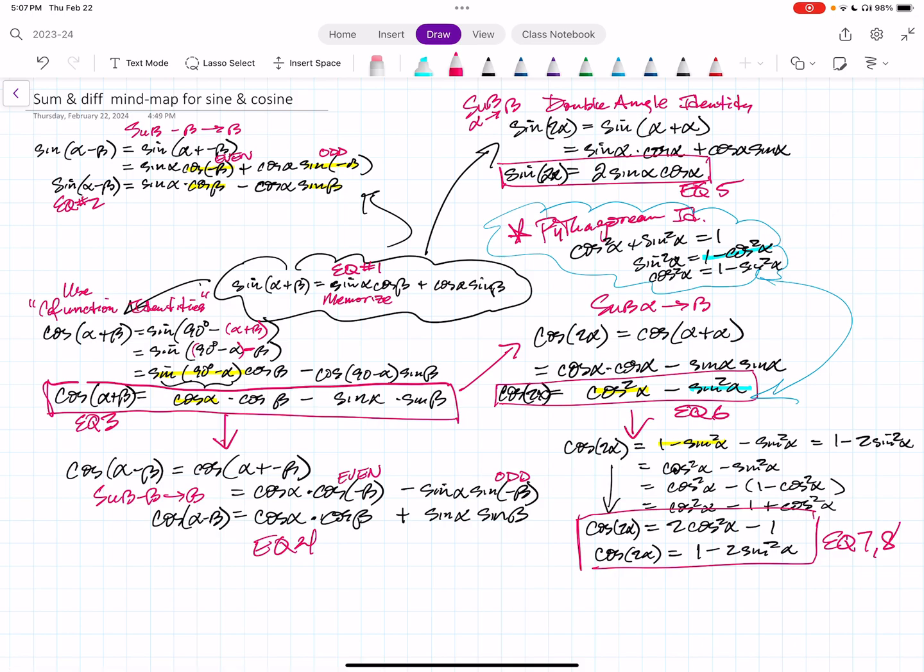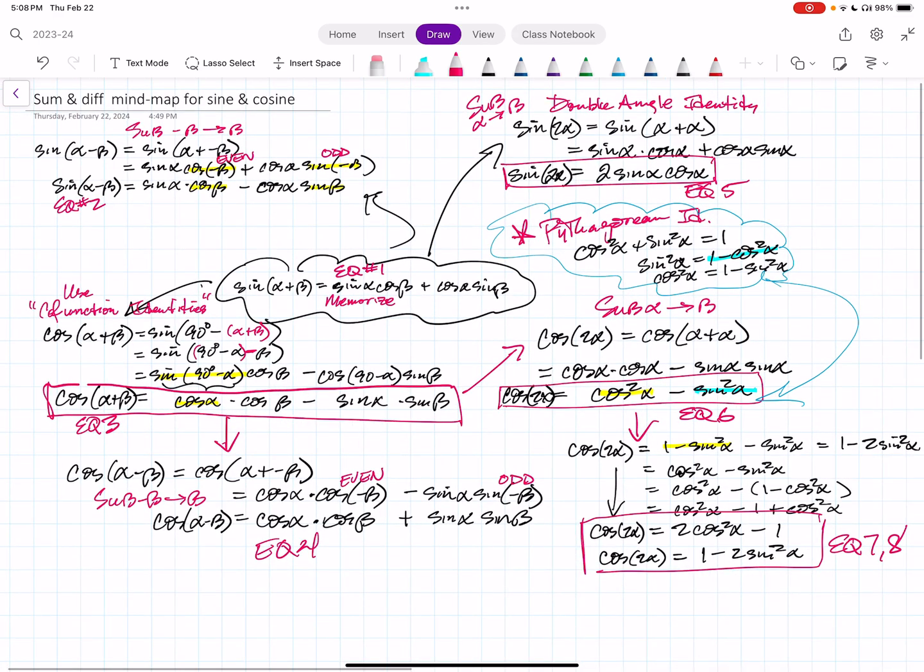Okay, so I have all 8 identities. I've got the sum and difference identities. I've got my double angle identities. And I even threw in Pythagoras in there because I needed it, right? Because Pythagoras helps me develop the cosine of 2 alpha, which are called the double angle identities for cosine. And there are half angle identities as well. I'm not going to put them in the mind map here because it's too complicated and we're not ready for that yet. But this is a cool way to put everything together.